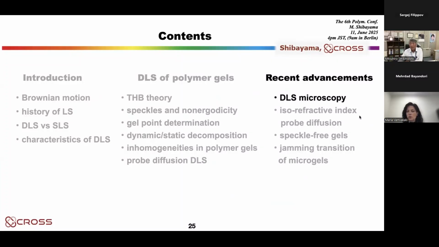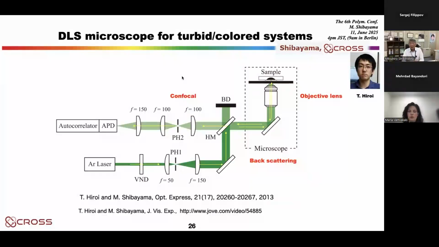First I showed the dynamic light scattering microscopy. At the beginning, I showed we need to dilute the sample, which has to be transparent or very highly transparent to obtain the intensity. So my colleague Hiroi developed a new method, which is a microscope. So this is the setup. We're using an argon laser, and we have a fast confocal, and it goes into the sample, which is on an inverted microscope, and then the photon intensity information comes back from this sample position, and then goes through the half mirror to the autocorrelator.